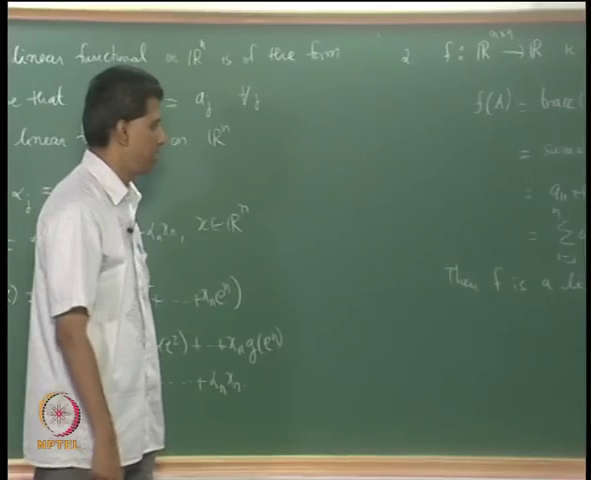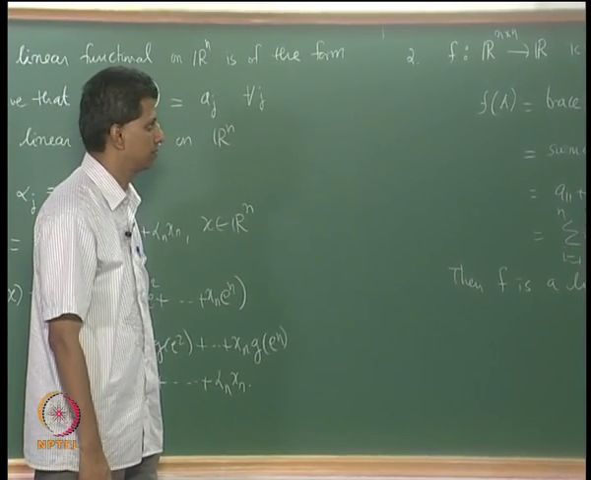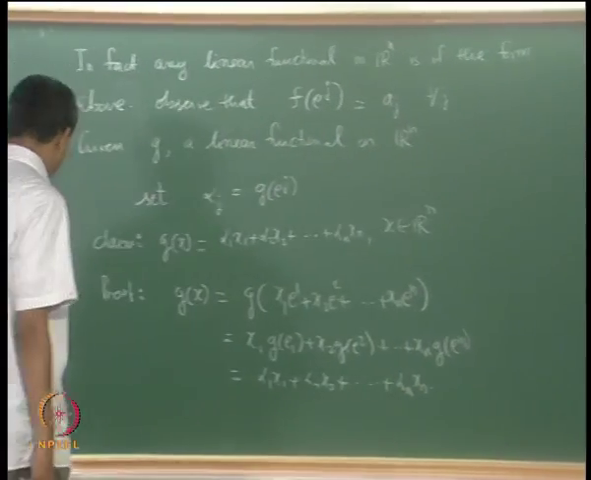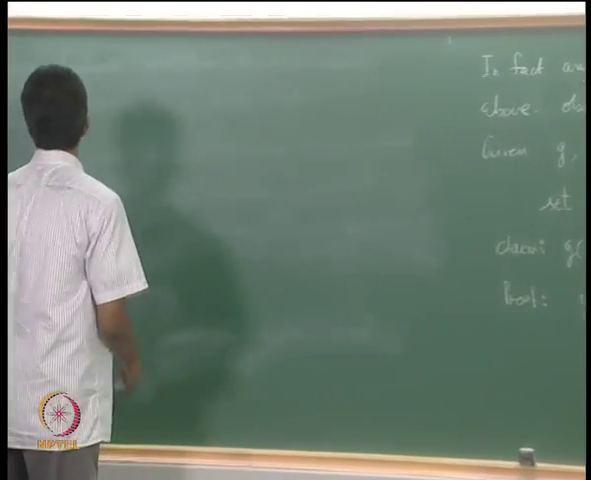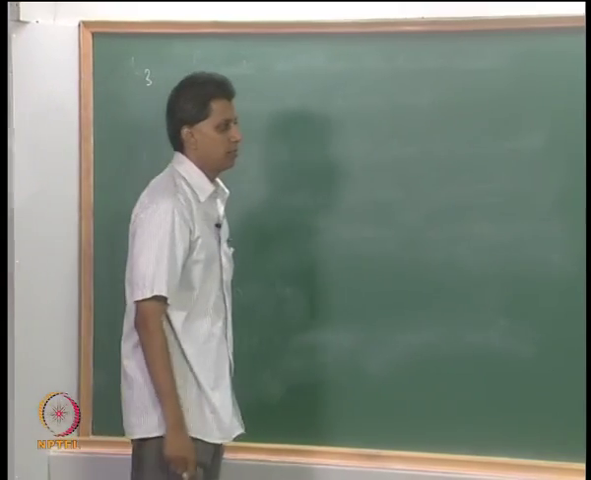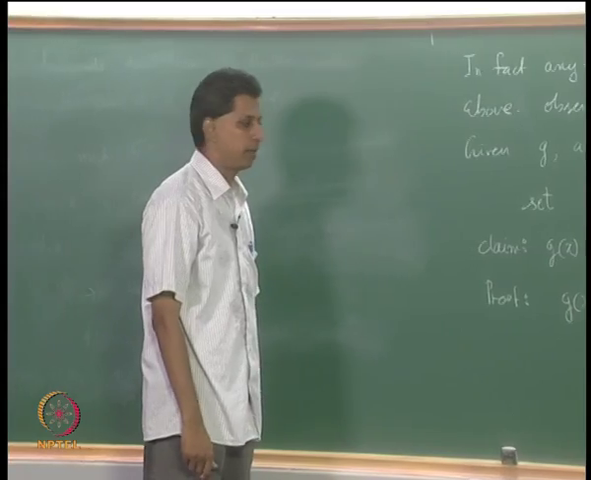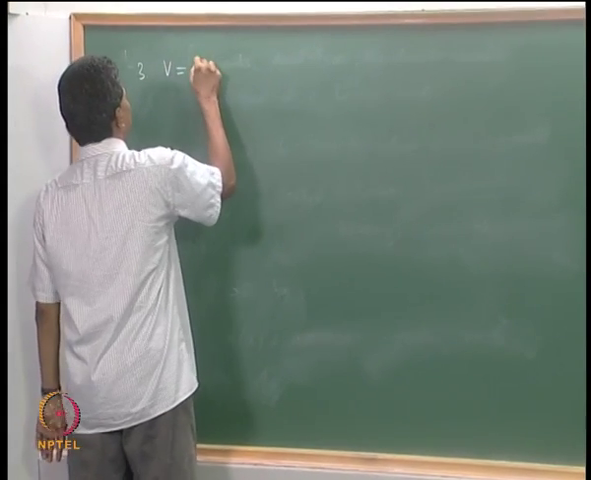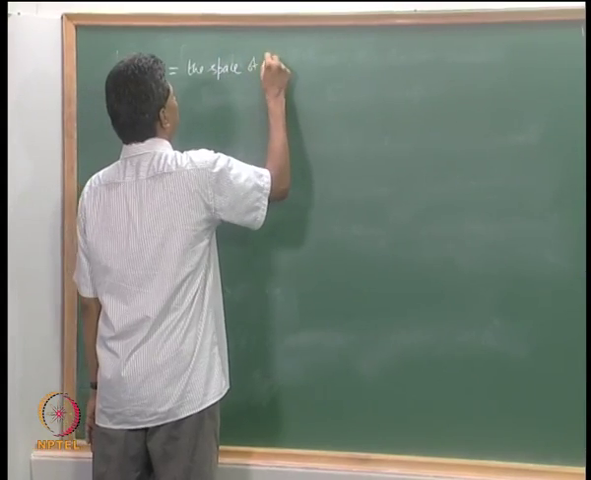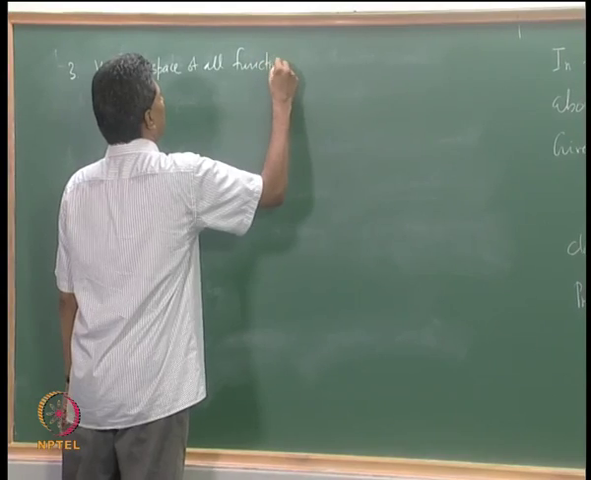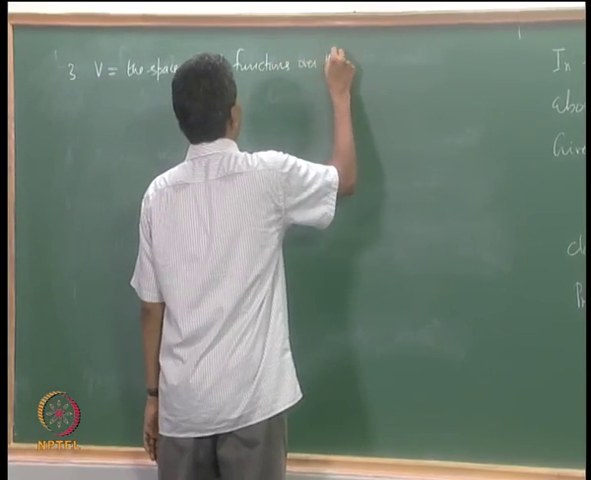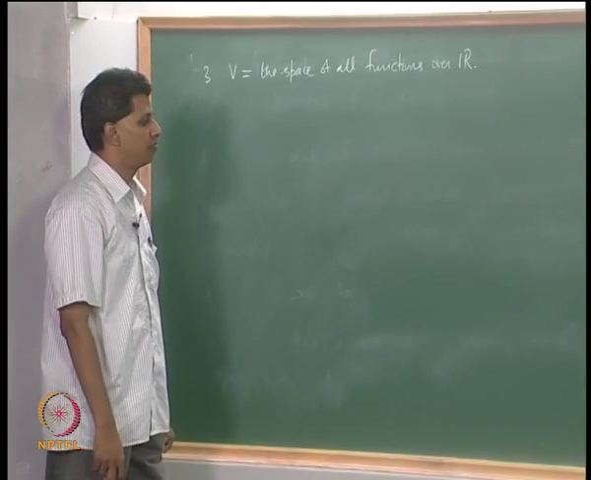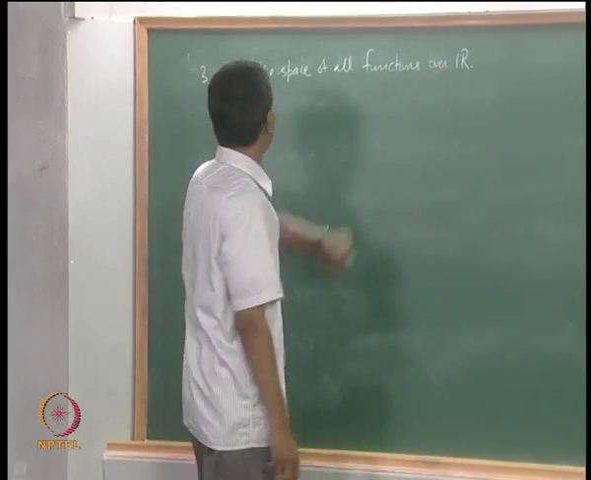Okay. Second example. Third example. The third example is a special case of what we call the evaluation map. Let us say I have the space of all functions, V equals the space of all functions over R. Functions of a single variable, that is what it means, functions over R.